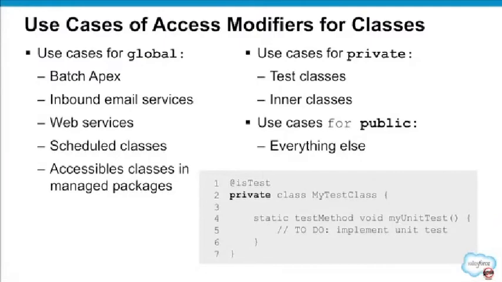And so finally, when would we want to utilize the public access modifier? Well, if it's not one of those 5 use cases for global or one of the 2 use cases for private, then we're always going to be applying public to our classes.